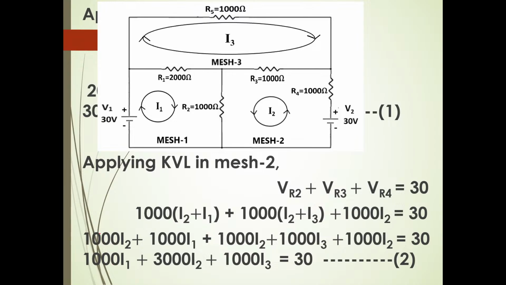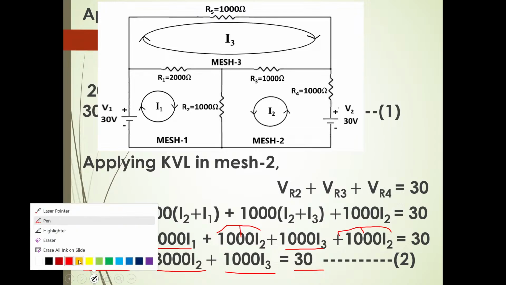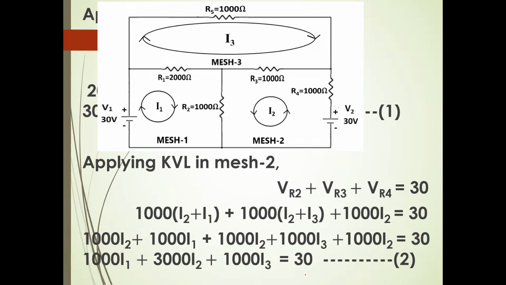Now just add the I1 terms. What is it? 1000 I1 and nothing else is there. Okay, 1000 I1, write it as it is. Now add the I2 terms. What are those I2 terms? 1000 I2, one more 1000 I2 and one more 1000 I2. Total 3 terms. So total 3000 are there. So 3000 I2 plus what is left over? 1000 I3 is left over. 1000 I3 is equal to what? 30.